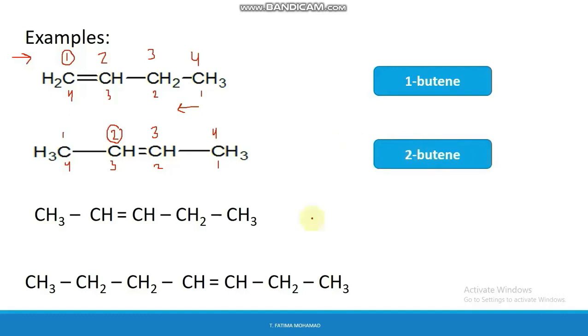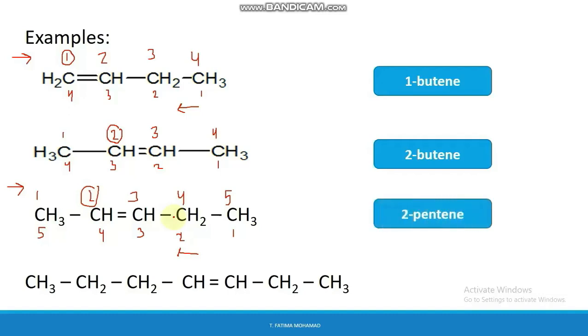Okay, so we have now the third example. Let's number them: 1, 2, 3, 4, 5. Let's number them in the opposite direction: 1, 2, 3, 4, 5. Here, if we number them from left to right, the double bond is between 2 and 3, and from right to left the double bond is between 3 and 4, so we choose 2 and 3, and 5 carbons, it's pentene, so 2-pentene.